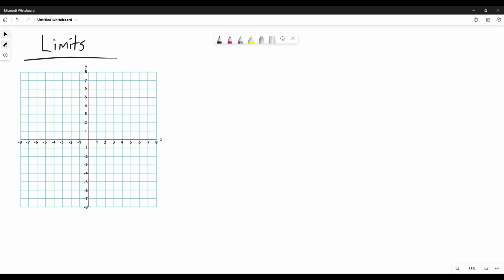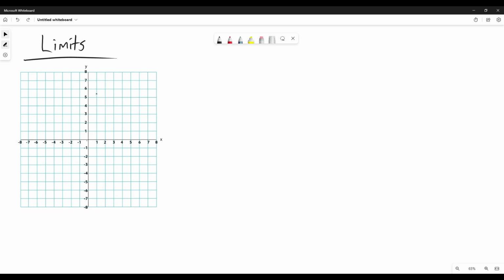So, the idea of a limit is it's supposed to tell you where on the graph a point should be, even if it's not there. So, let's assume we have an asymptote. Let's assume we have a random asymptote. We have some graph that goes like this, but then suddenly it goes like that.